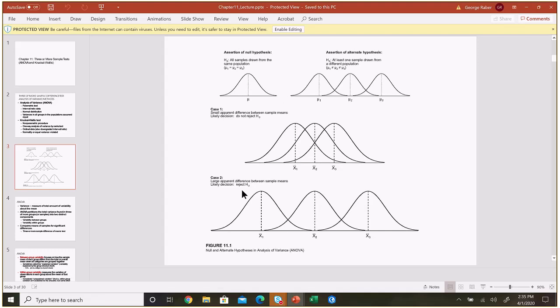Okay. All right. Now, if they have a large apparent difference, then they'll look more like this, and we're going to reject the null hypothesis and say that they are in fact from three different groups, three different populations. Okay. All right.